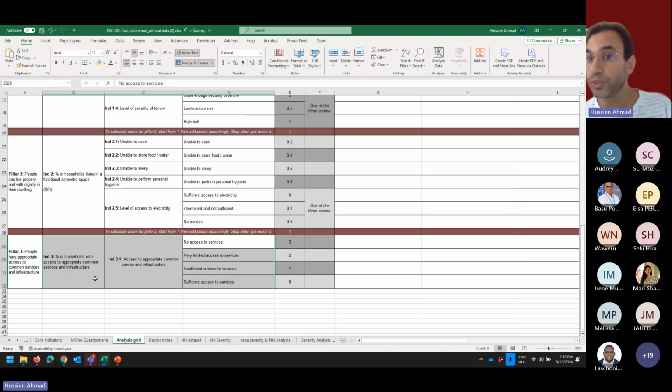And actually, this is how we do it with the household level data. We look at other clusters and we pick indicators that are relevant to the shelter location to enable the access to services.